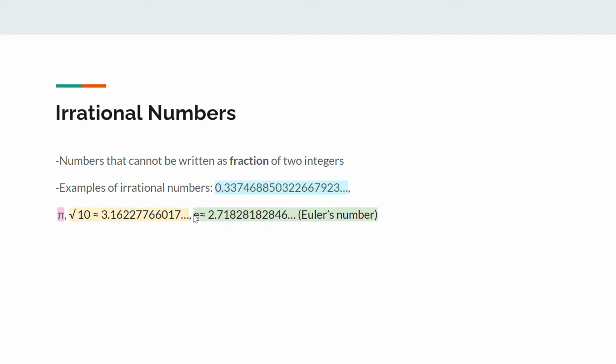Also e is around 2.71828182846, and then again it continues in a random pattern. It's not stopping at a number, and it's not in a specific pattern, so again it's an irrational number.